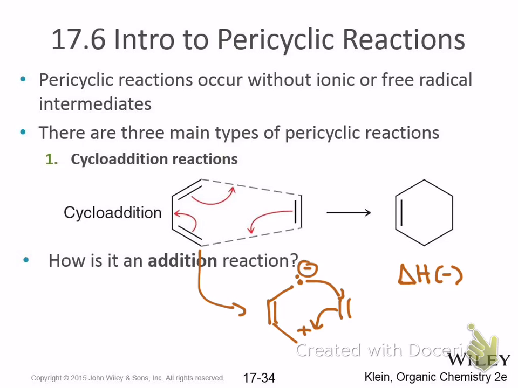Pi bonds are broken and sigma bonds are formed. So if you count the number of bonds, you could count them all or you could just count these guys. 1, 2, 3 pi bonds. Over here there's only 1. And then here, if you count sigma bonds, there's 1, 2, 3, 4. But if you count over here, there's 1, 2, 3, 4, 5, 6, right? So what I've done is exchanged pi bonds for sigma bonds, and we know that sigma bonds are stronger than pi bonds. So overall, this reaction is going to be exothermic because the product is more stable.